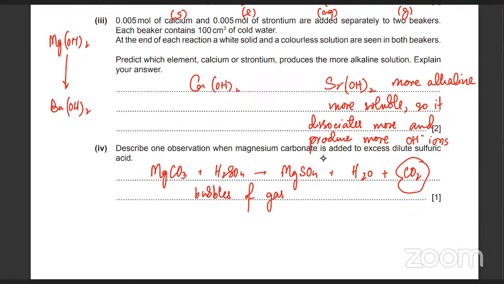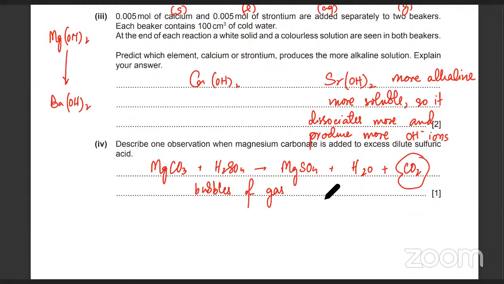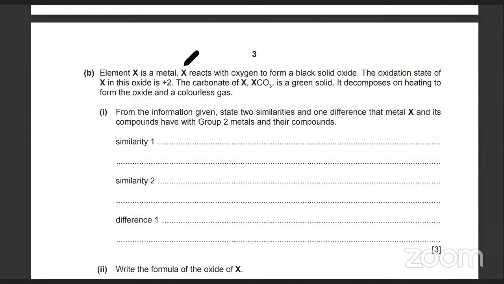So then you've got the next one, which is: Element X is a metal that reacts with oxygen to form a black solid oxide. The oxidation state of X in the oxide is +2. So X reacts with oxygen. So this is the first reaction that's happening. And the formula of the oxide is going to be XO because X is +2. He already said that, and oxygen is -2. So to balance this out, this would be your equation.